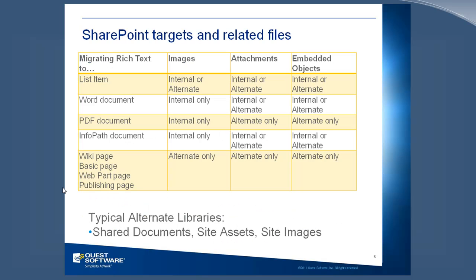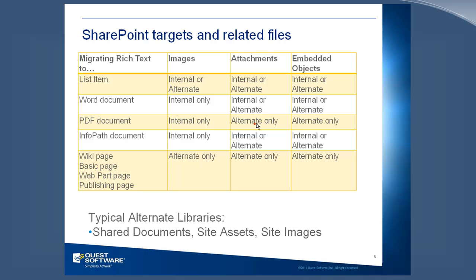Here's a recap of some of the choices you have regarding where you're going to put the images and attachments. With a list item, you can put your images and attachments inside the main item, or you can put them in the alternate library, and the same with attachments and objects. If you were generating Word documents, which we'll show you a little later, or PDF documents and InfoPath documents, the images themselves all go inside the document. We can only make them display nicely inside the rich text if you put the images inside the document itself. Whereas for the attachments, you have a choice. For Word documents, you can put the attachments and objects in the main document or in the alternate library.